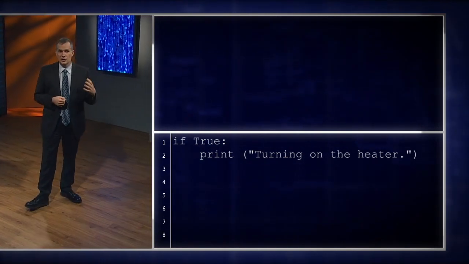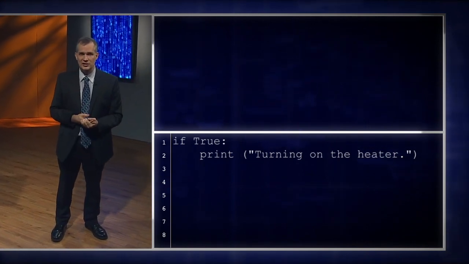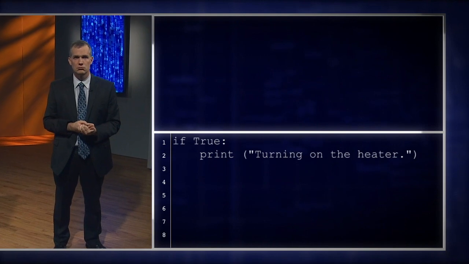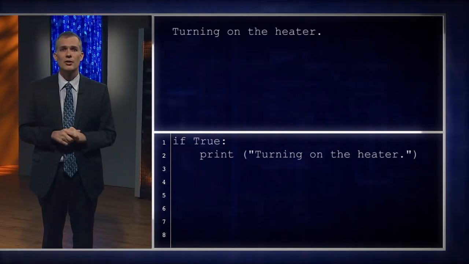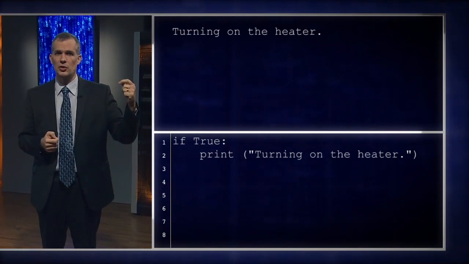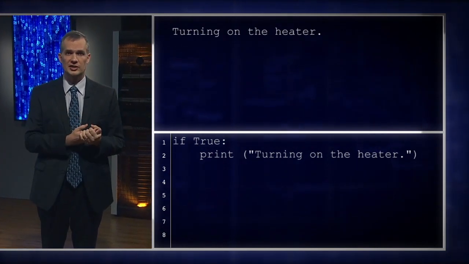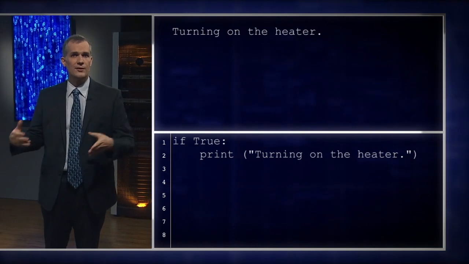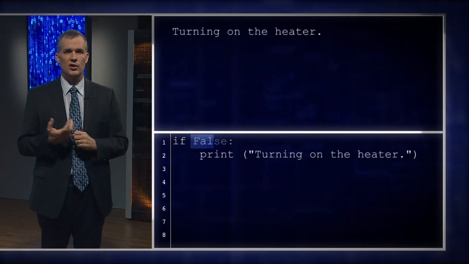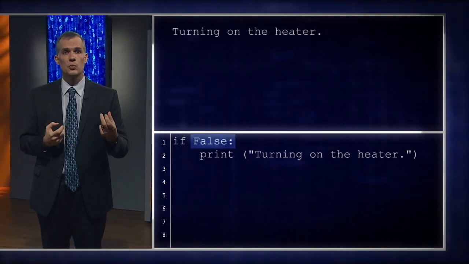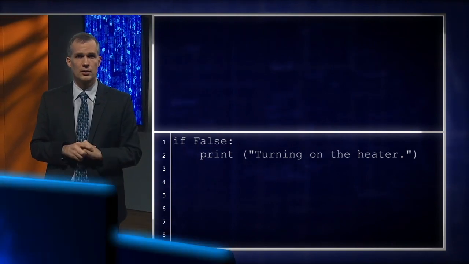Okay, so now that we've seen this line of code, what should we expect to happen when this actually executes on the computer? Well, we see an output saying, turning on the heater. What's happened here is that the computer comes to the statement, it evaluates the condition, which is true in this example, and since it's true, it follows the indented code. But what if the condition is false? Well, in this case, we won't execute the code that's indented, so there's nothing at all output.